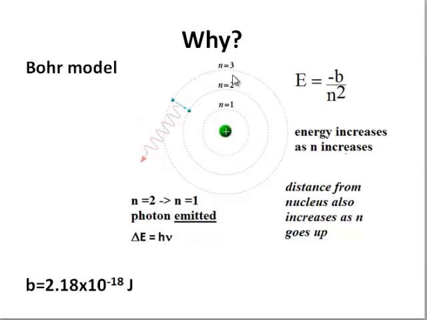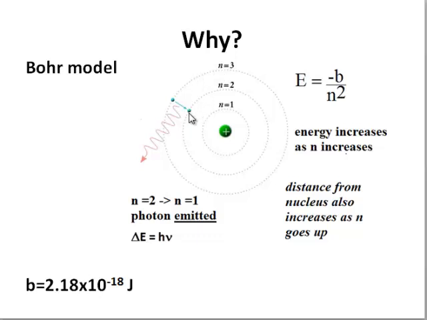Notice that as you increase the number of the orbit, the energy goes up. The energy is defined as a negative number, negative b over n squared. So the bigger the n, the smaller the energy, in fact. And the largest possible, least negative energy will be 0 when n is infinity. Distance from nucleus also increases as n goes up. Right, so you have these states or orbits that are allowed.